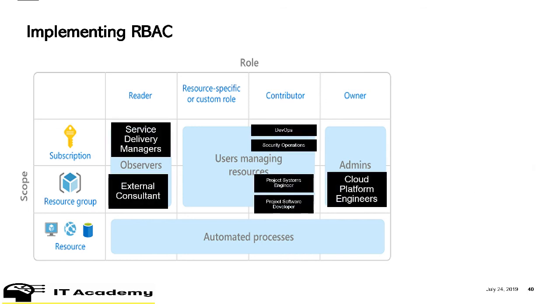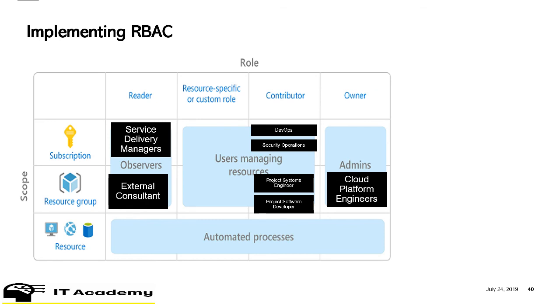So to implement that role-based access control schema, the simplest way to do that is to create group objects in Azure AD and add the members of each team into the relevant team-based group. We then nest those groups into the relevant role within Azure.